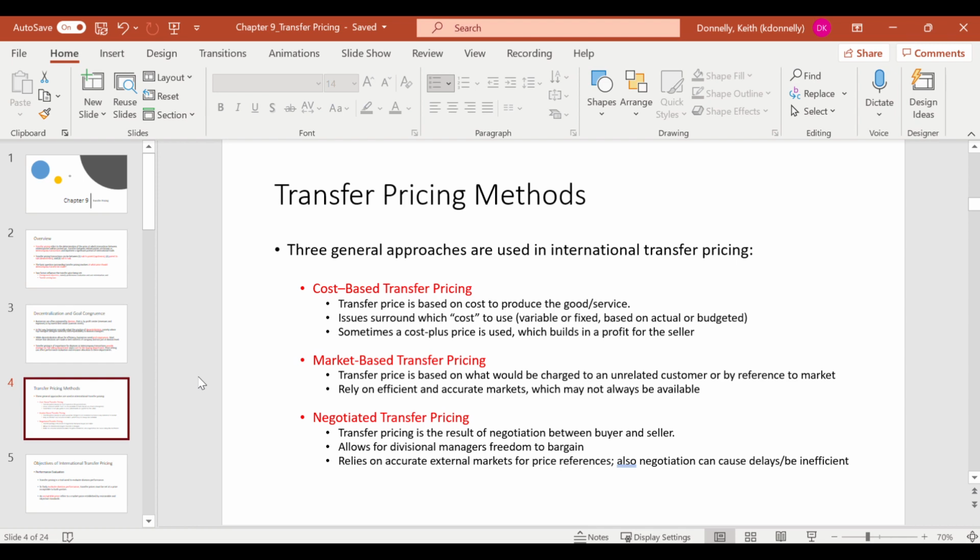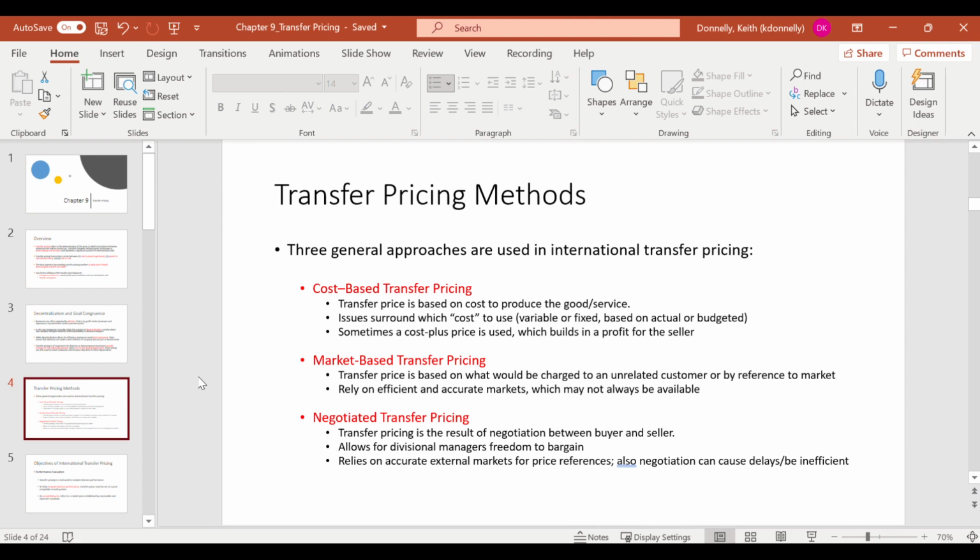Alternatively, we could use market-based transfer pricing. Basically, hey, what would this be charged? What would the price be if it was sold to an unrelated customer? Or if we just looked at the open market? Problem with this is if you have really specialized goods or services, maybe there isn't an open market available.